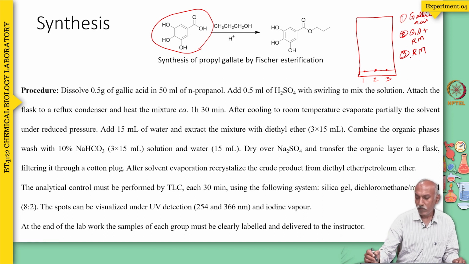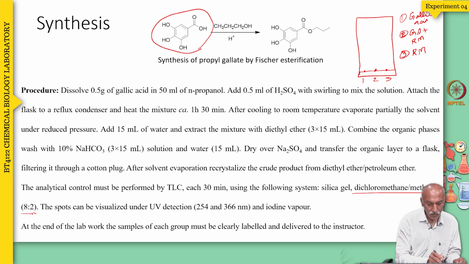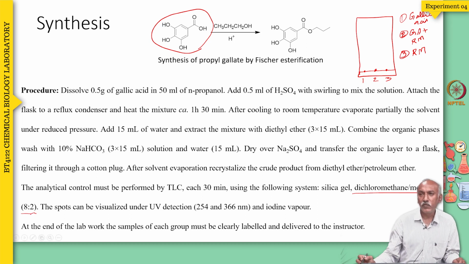So, now since we are running the TLC in dichloromethane and methanol in an 8:2 ratio, that is, 20% methanol in dichloromethane, gallic acid will be a little bit more polar when compared with propyl gallate, so it may be coming here. So, this is a reaction mixture. If it is incomplete, you will have both gallic acid and propyl gallate, okay.